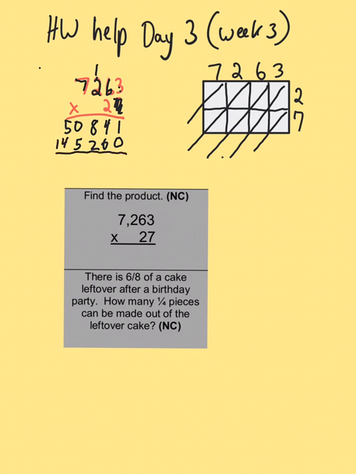Now I'm going to add them up. 1, 10, 11, 6, 9, 1. Put a comma in, and you have 196,101.